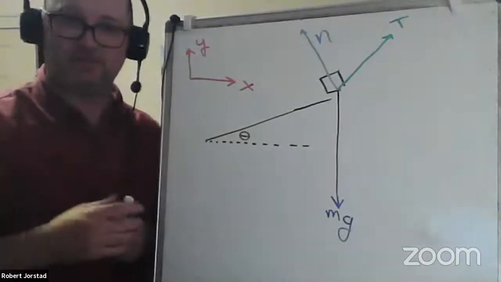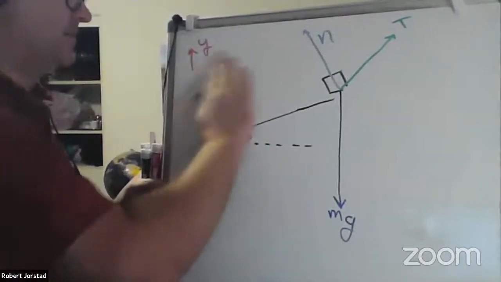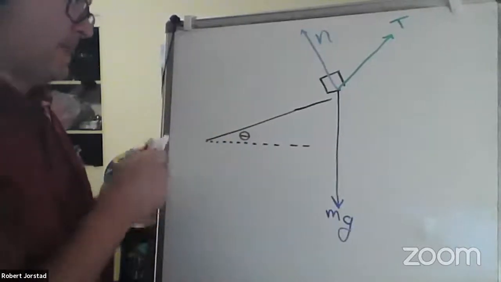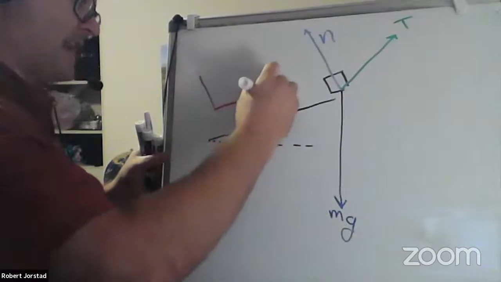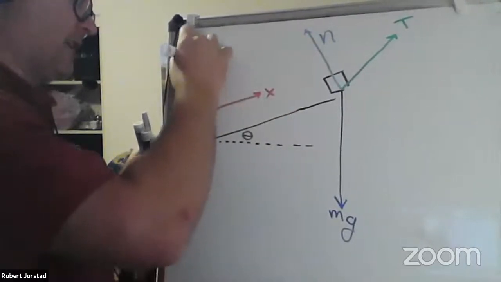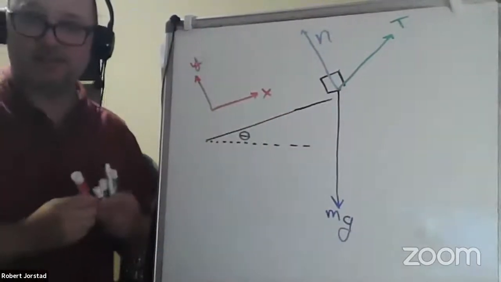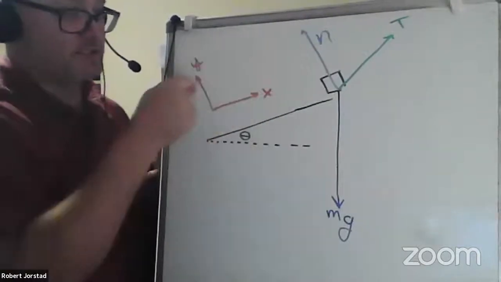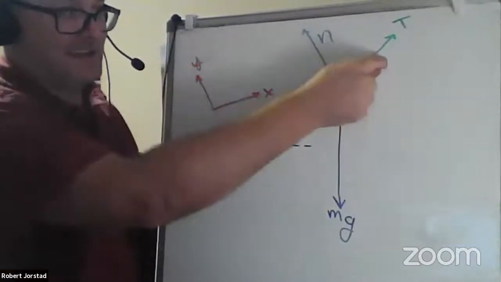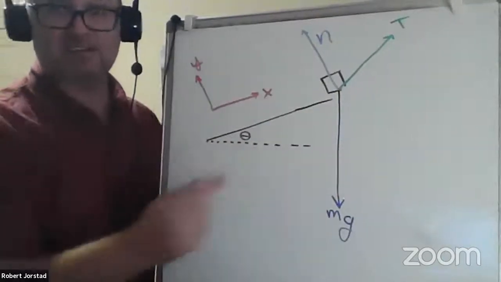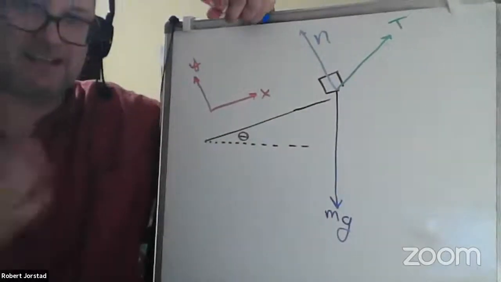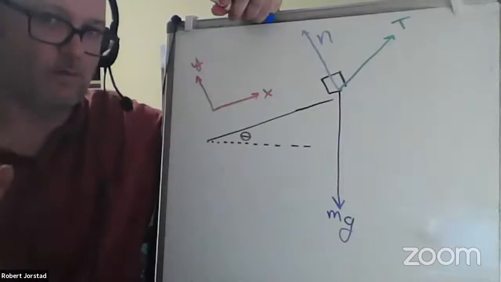So that's good. What if we did this coordinate system where I say X is going along the plane and Y is perpendicular to it? Now in this case, the normal force doesn't need to be split up. The tension still does need to be split up. And mg also needs to be split up. So you might be saying, this is the same. Why don't I do it the normal way?